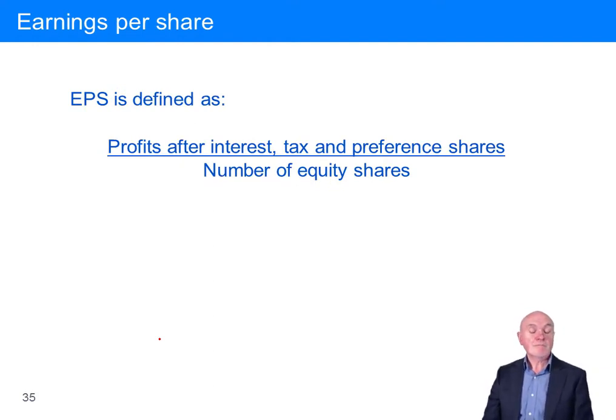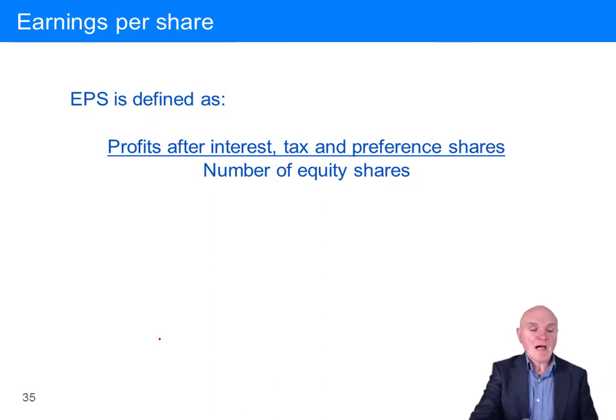Earnings per share is looking at the profits after interest and after tax, divided by the number of equity shares. Dividends are slightly arbitrary. You could look at dividends per share, but dividends per share could be low one year and high the next year, simply because of a director's decision.